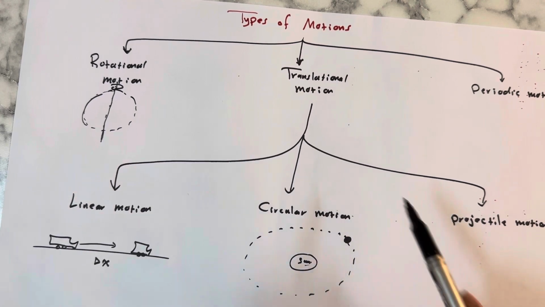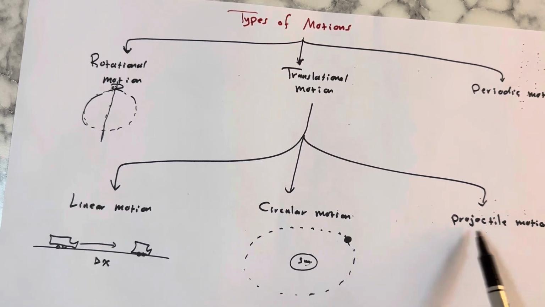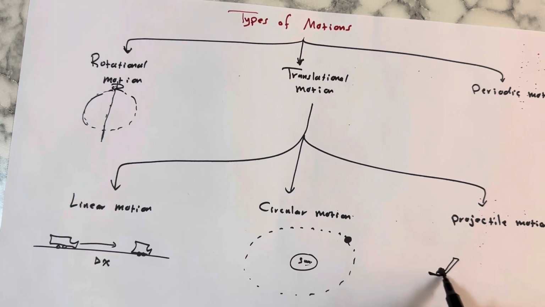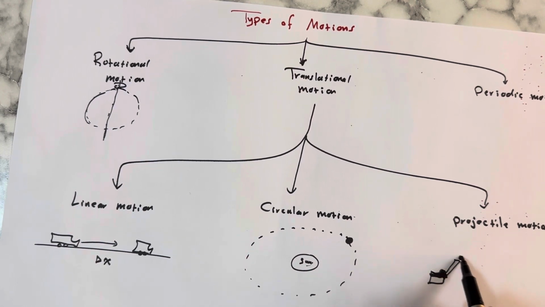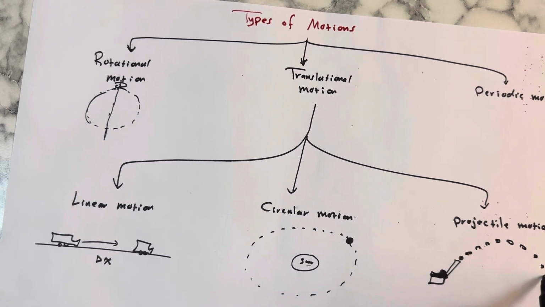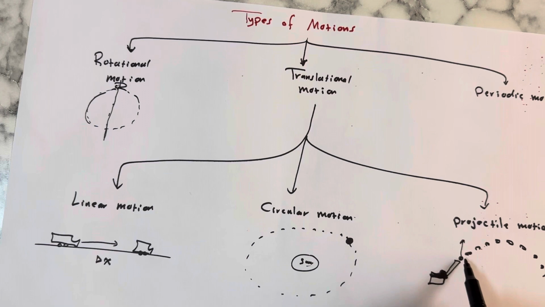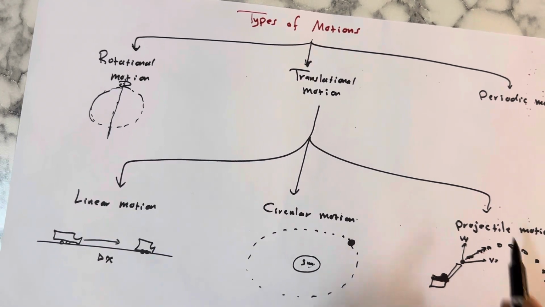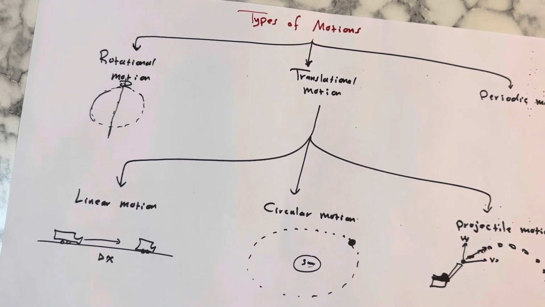So the third type of translational motion we studied, and you learned it in grade 11, is projectile motion. For example, when an object is moving in a projectile motion, it's like that. So this object has two components when it's moving in a projectile, like parabolic, Vy and Vx. So the velocity can be divided into two components, the x component and the y component.